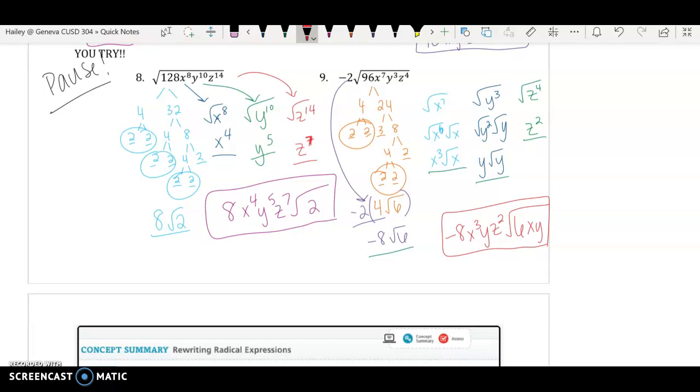All right, hopefully we did pretty well on these last two. If we got a couple or a little bit off, that's okay. But hopefully we saw our mistakes and everything.